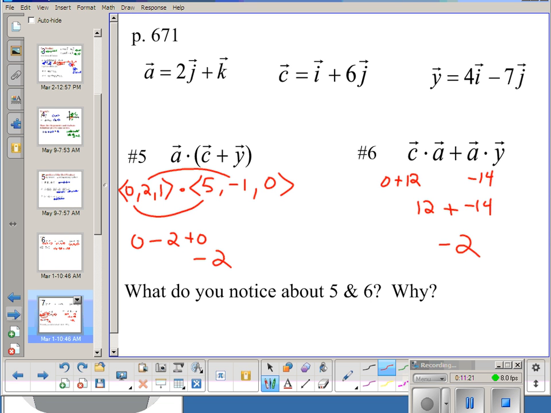And then the question at the bottom, what do you notice about 5 and 6? I got the same answer, and why? That's a little example of the distributive property of dotting over addition. So they should be the same.